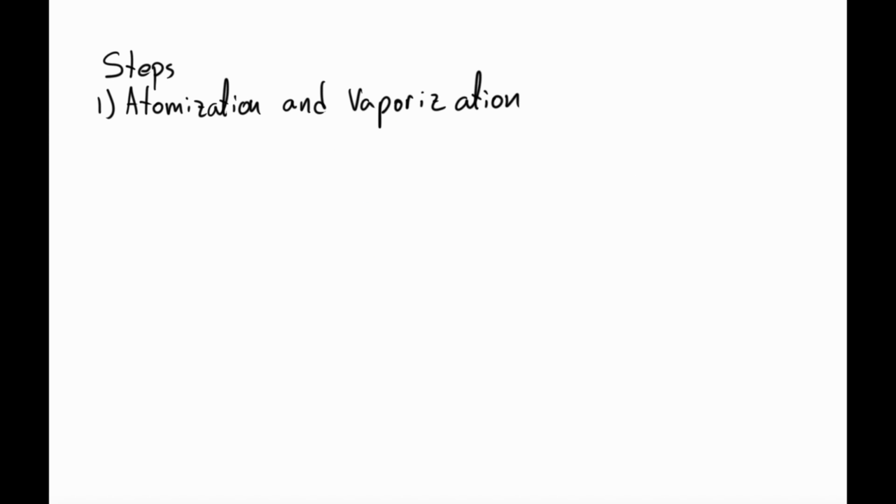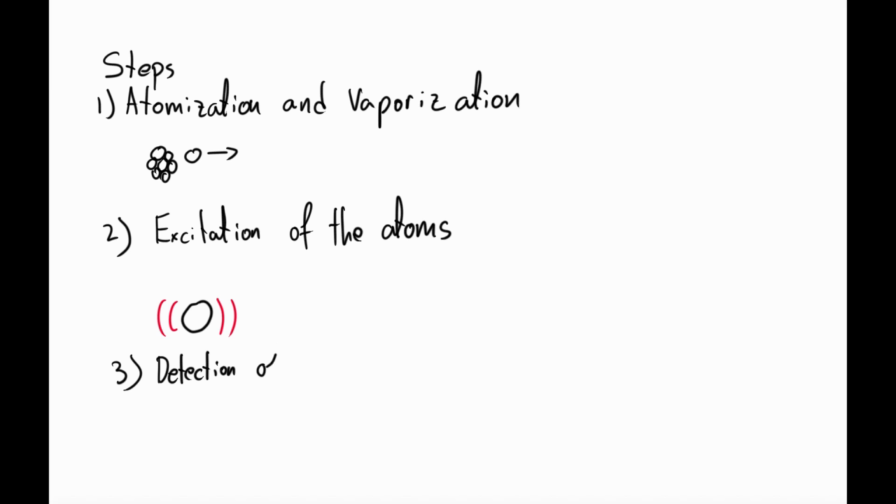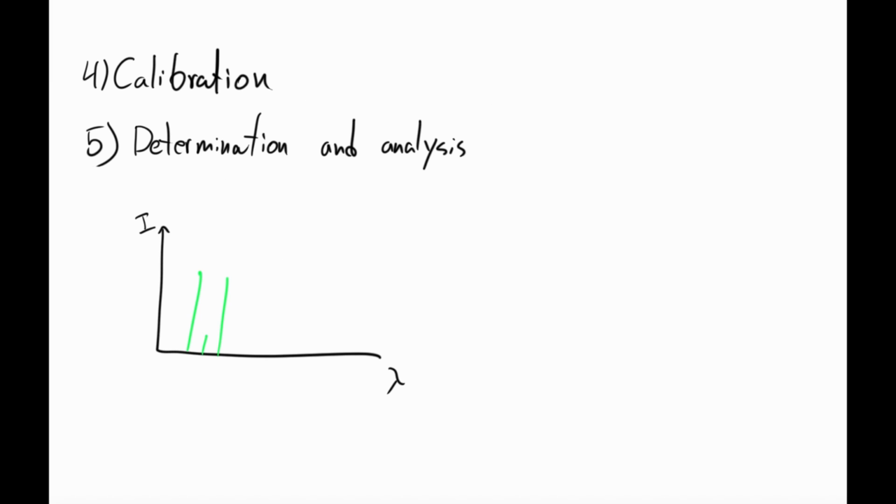Basic steps in AES are the atomization, vaporization of the sample to produce free atomic species, excitation of the atoms, detection of the emitted light, calibration of the intensity to concentration or mass relationship, and determination of concentrations, masses, or other information. Pulses from the laser are focused on the sample using a lens.